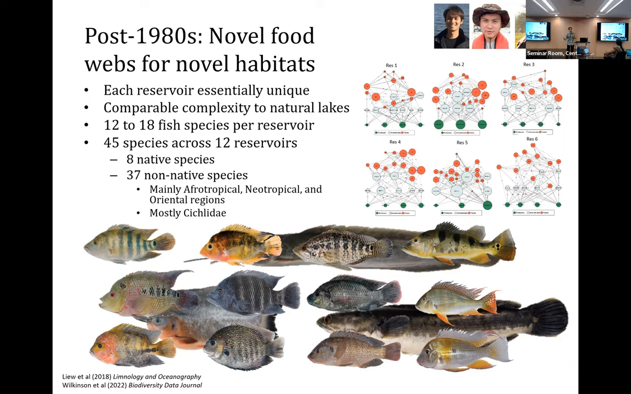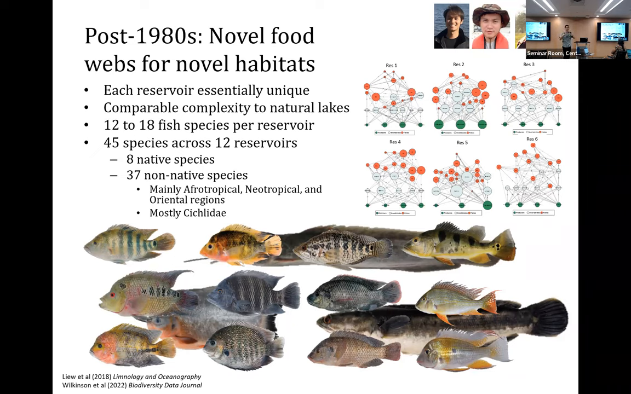What was interesting, because these are novel systems, no? The reservoir is really a novel system here. And this is a bunch of animals that never met each other before. And so now they're all together. What's going to happen? Interestingly, if you look at some of the parameters of the food web, they are actually comparable to natural lakes, right?